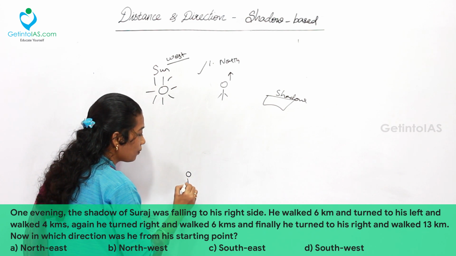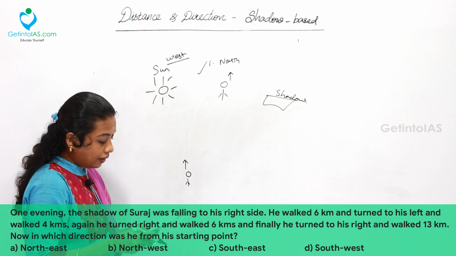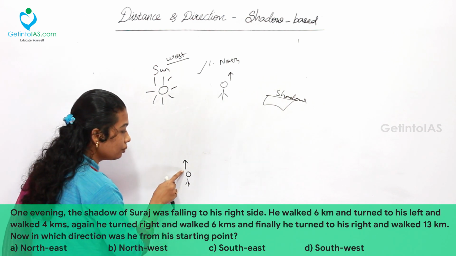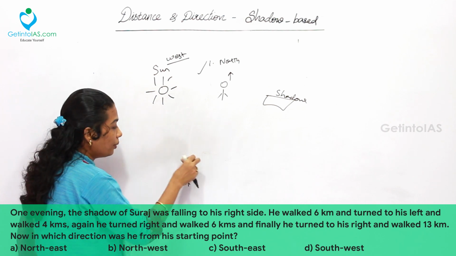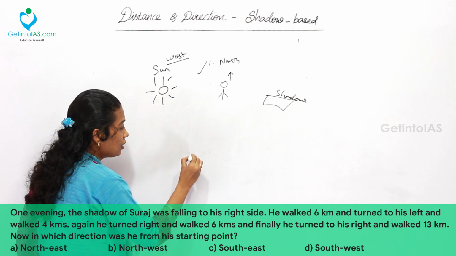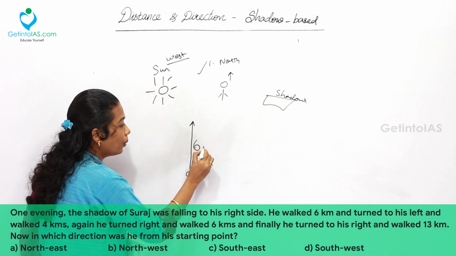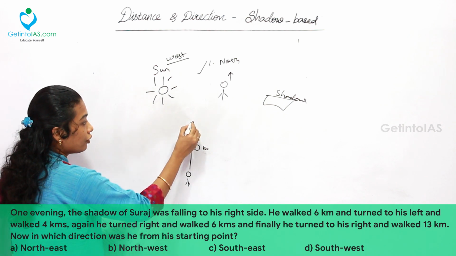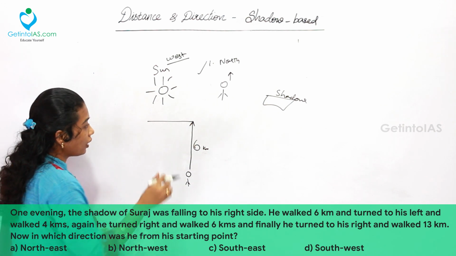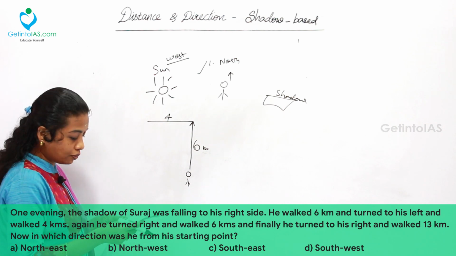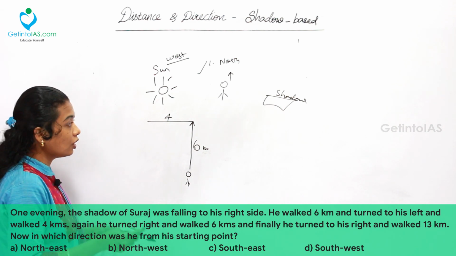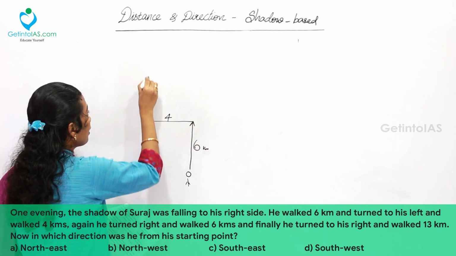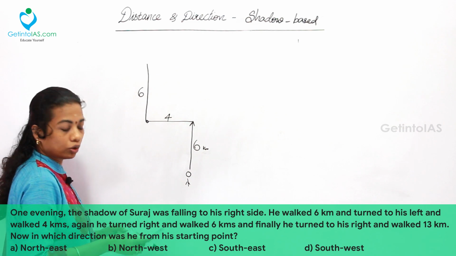This is Suraj now. He is facing north. Reading the next statement, he walked 6 kilometers. From this point, he is going 6 kilometers. So let me draw that 6 kilometers, he is moving towards north. Then he turns to his left. From this point, this is his left. He is walking 4 more kilometers at this point. Again he turned right. From this point, he takes a right and walked 6 kilometers again. So I am marking 6 kilometers over this point.